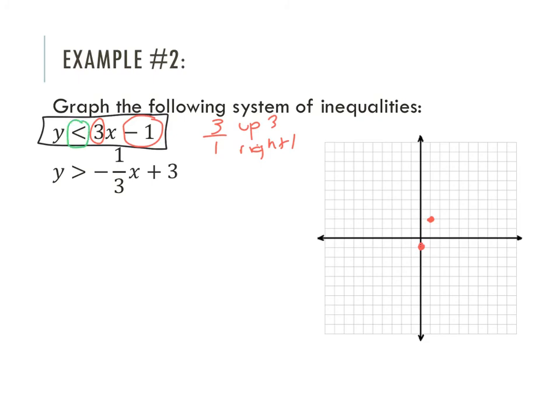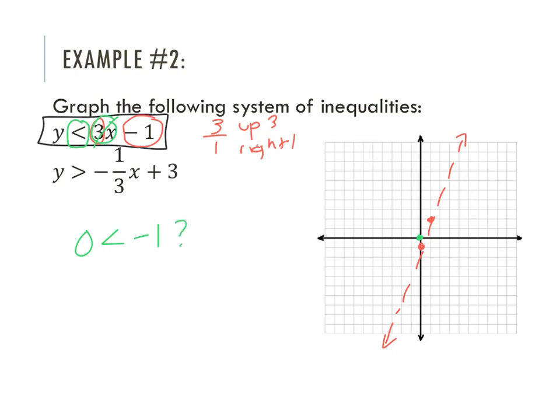Since it's strictly less than, in this case it's going to be a dashed line because we don't include all those values along that line. So there's our dashed line for the first one. And then to determine the shading part, if I test the origin, because it's slightly just to the left of that line, that would be 0 for y. If I plug in 0 for x, that whole term's gone, so it would be 0 less than -1.